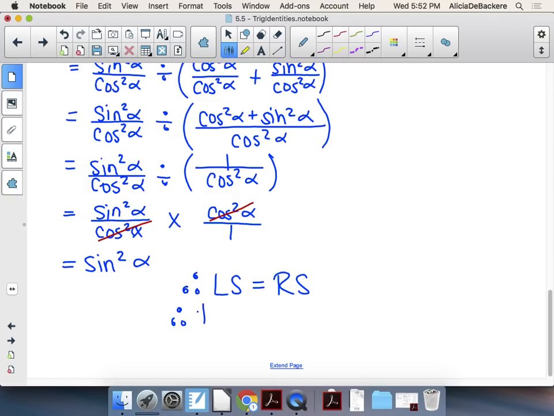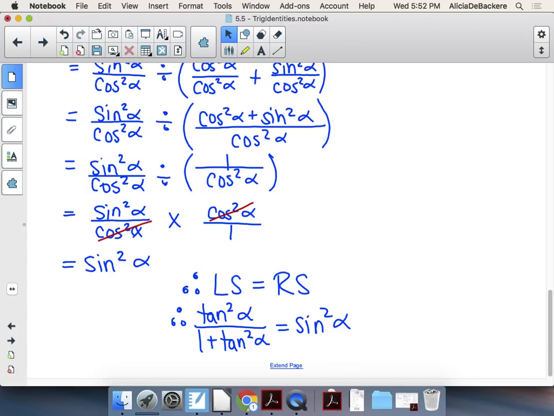That means that tan squared of alpha over 1 plus tan squared of alpha is equal to sine squared. Now, when I look at that denominator, 1 plus tan squared of alpha, I need to make sure that that's never going to equal 0, because that's where my restrictions come from.